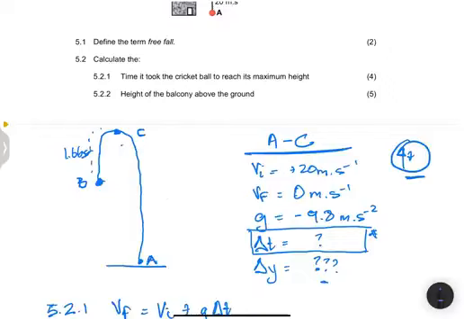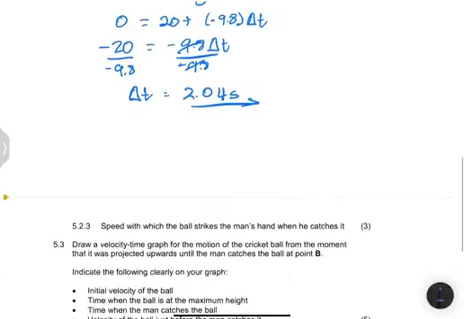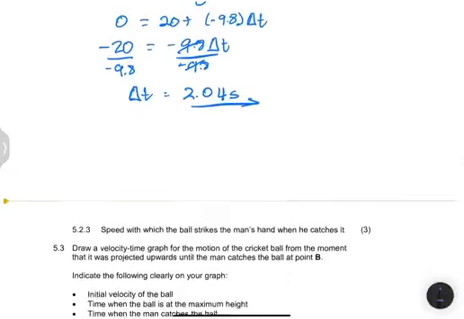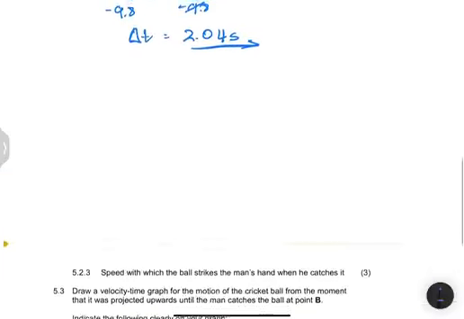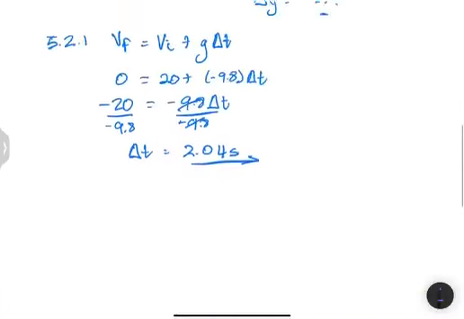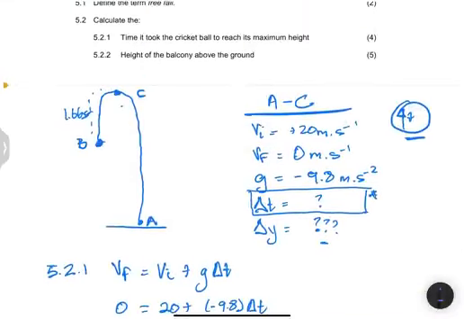Right, and then they say to us, calculate the height of the balcony above the ground. Now, I'm going to show you two ways in which you could approach that question. So I'm looking for the height of the balcony. What I can do is find out what the displacement is from A to C, and remember it would be that entire height there. And thereafter find out the height from C to B.